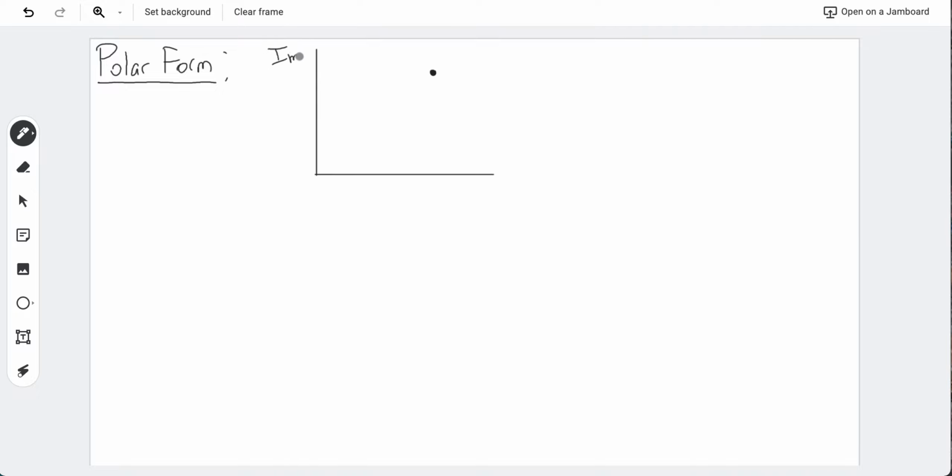Except now I have an imaginary axis and a real axis. So this is a complex number z. I can write this as a plus bi, right? But I could also say that this makes an angle of theta with the real axis, and it has a modulus of r away from the origin.